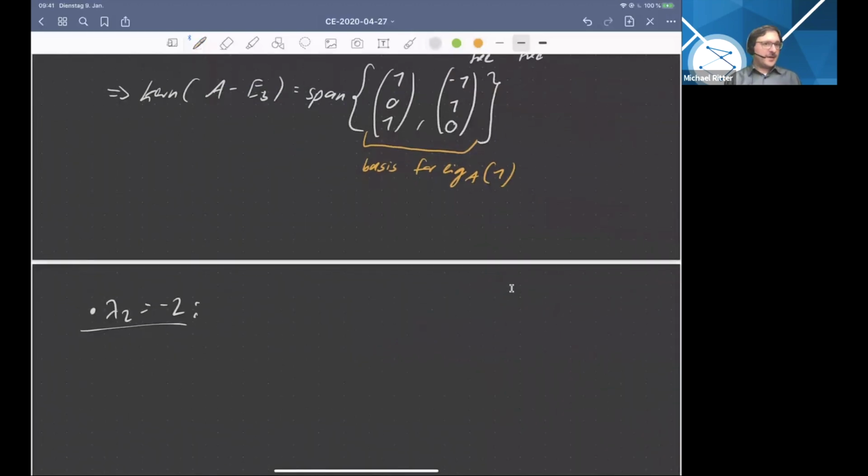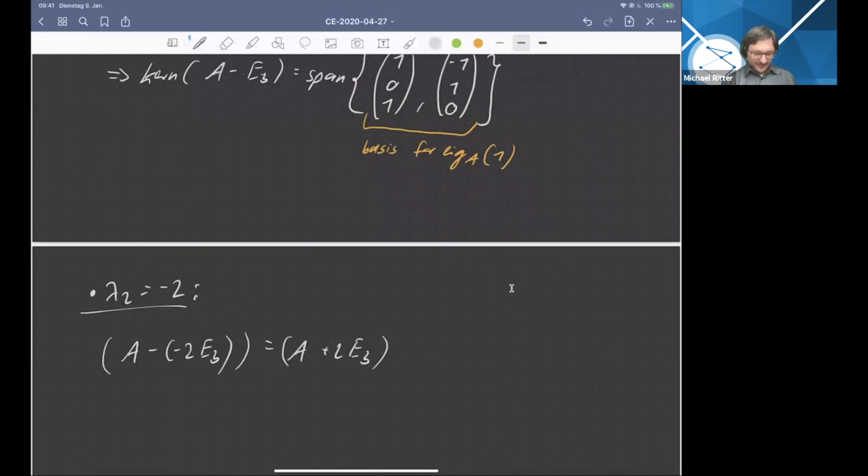To compute the eigenspace for -2, we have a look at the matrix A minus -2e3. So that is the same thing as A plus 2e3. Be sure not to confuse the signs here. So that means we add 2 on the diagonal and we get 0, -6, -6. Then it's a -3, -3, -6, and 3, 6, and 9.